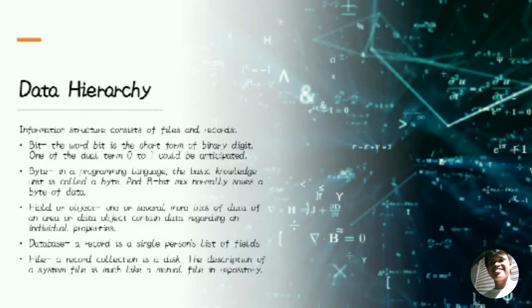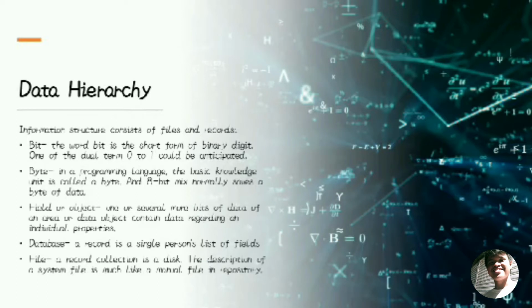So field or object, one of the several most bits of data, an area or data object contains data regarding individual properties. So a field is a group of characters. And database. Database is a record of a single person, a list of the fields.